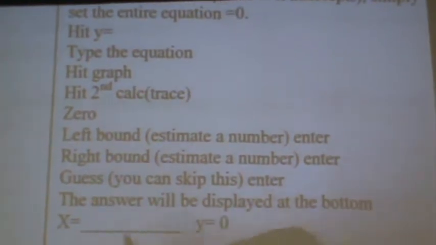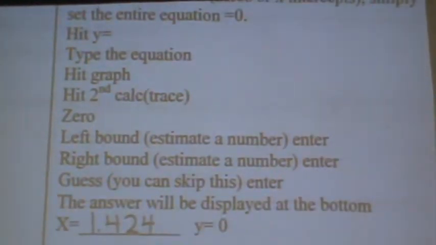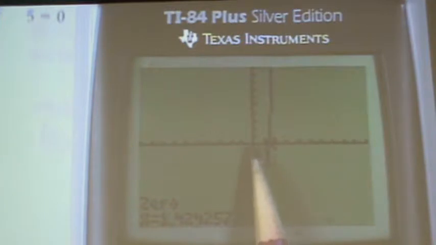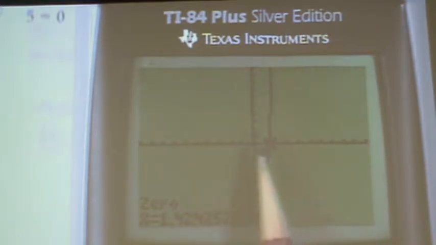Does it matter what number you plug in to the left and right column? Okay, good question. You want to put something that is definitely to the left. I had somebody put them in the wrong order, and it'll give you an error message. Like if you put 2 for the left bound, it's going to say wrong. You definitely need a number to the left.